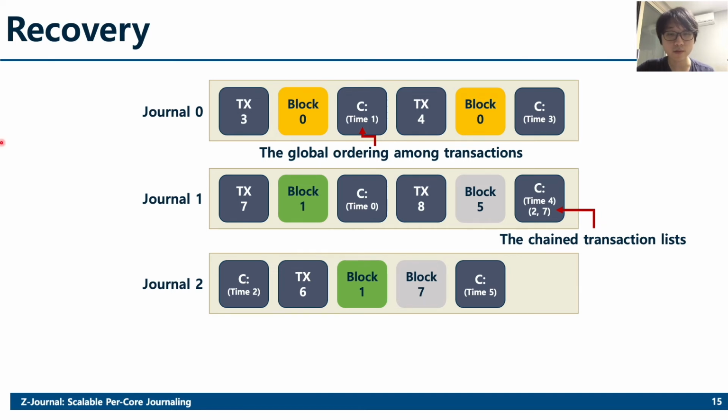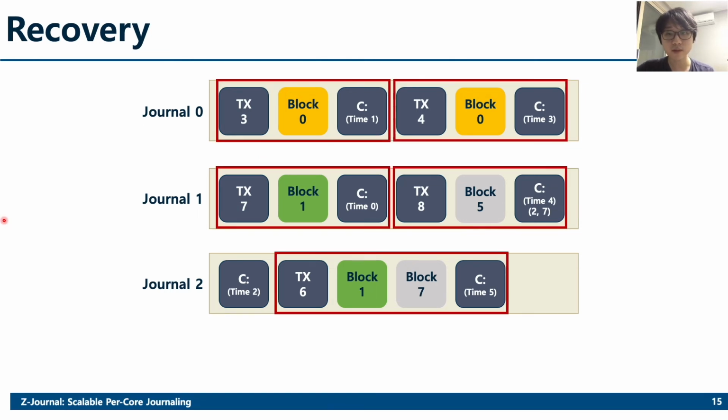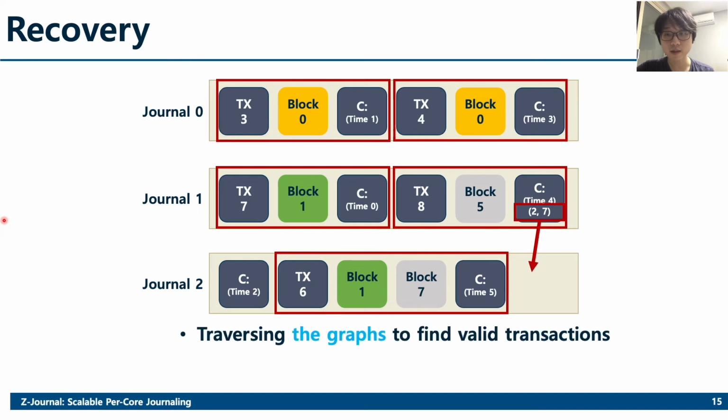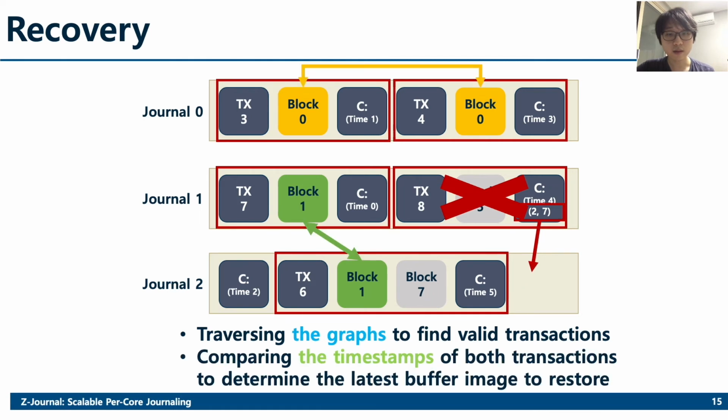The recovery process first searches for the transactions with the commit block from all journals to find the valid transactions. After this, it creates the transaction order graphs based on their chained transaction lists. Similarly to the checkpoint procedure, the recovery process traverses the graph to find valid transactions. Finally, the recovery process compares the timestamps of both transactions to determine the latest buffer images to restore.